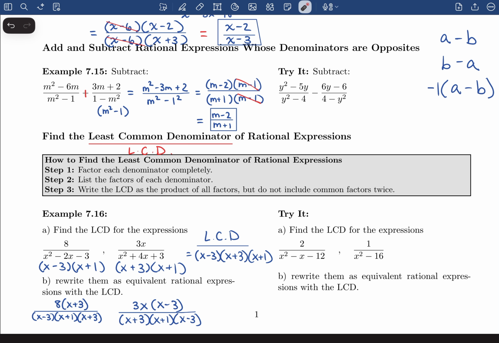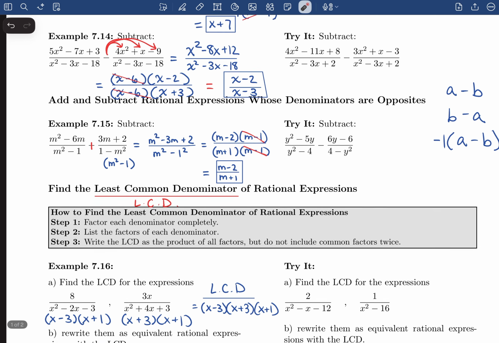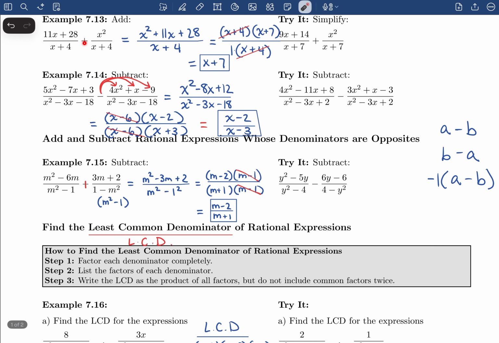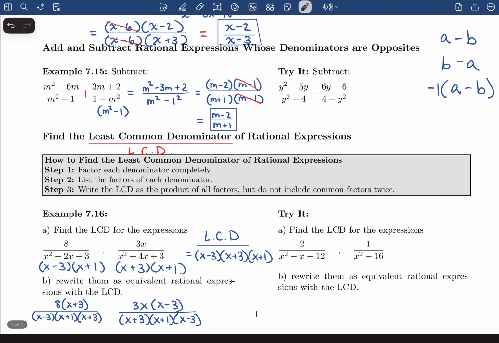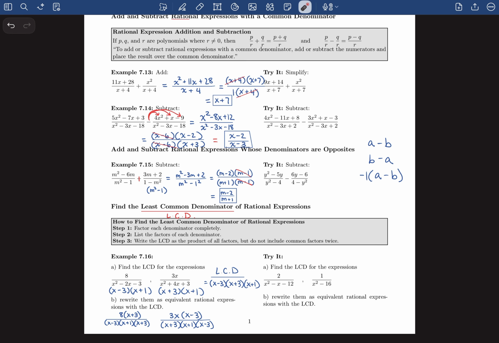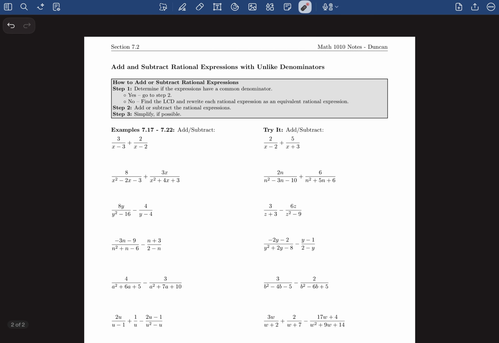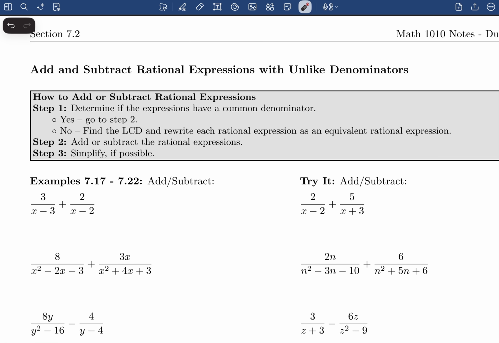Why do we do that? Because now that we have the same denominator, we can add or subtract fractions. That's our objective. These did not have the same denominator. We made it so they had the same denominator, and now we can proceed with what we already know how to do. So now let's discuss adding and subtracting rational expressions with unlike denominators.